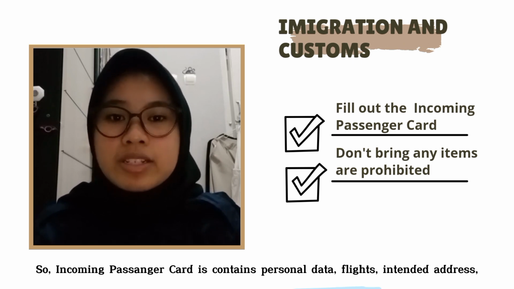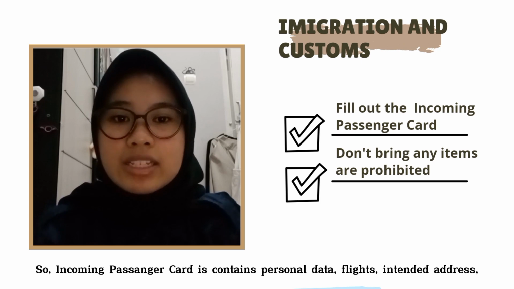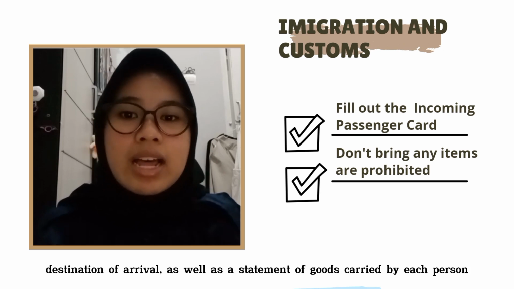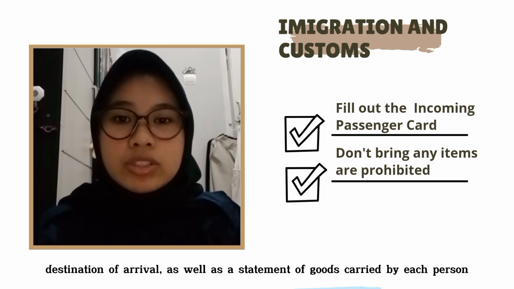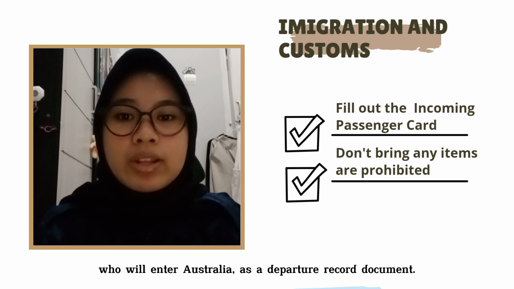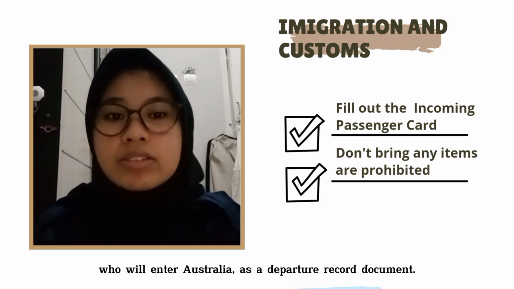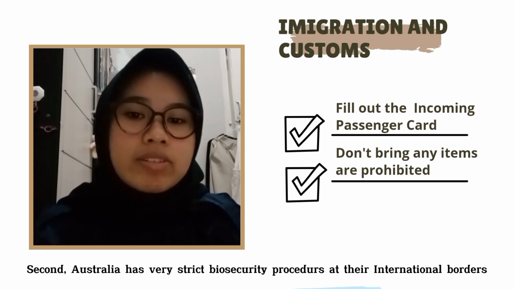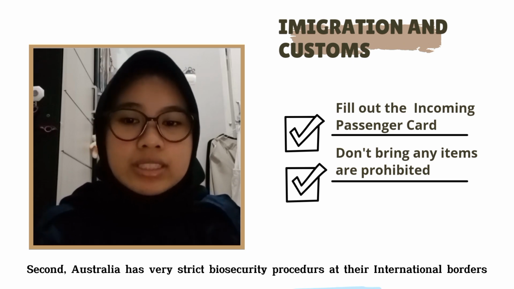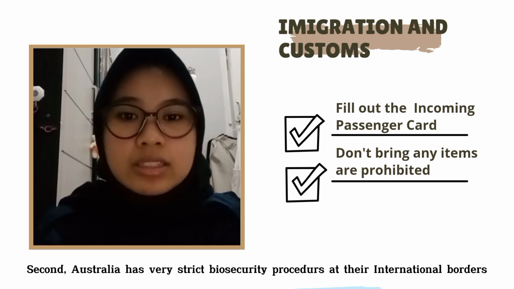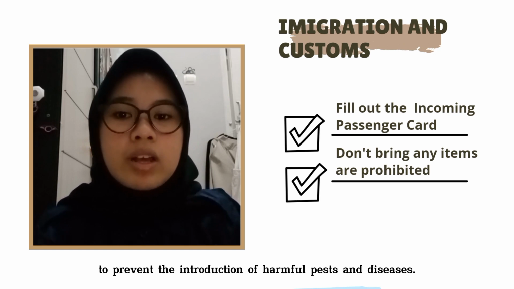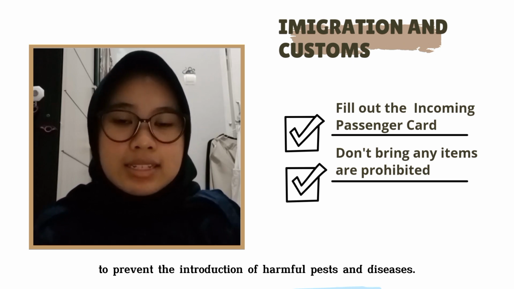So, the incoming passenger card contains personal data, flight attended, address, destination of arrival, as well as a statement of goods carried by each person who will enter Australia, as a departure record document. Second, Australia has very strict biosecurity procedures at its international borders to prevent the introduction of harmful pests and diseases.